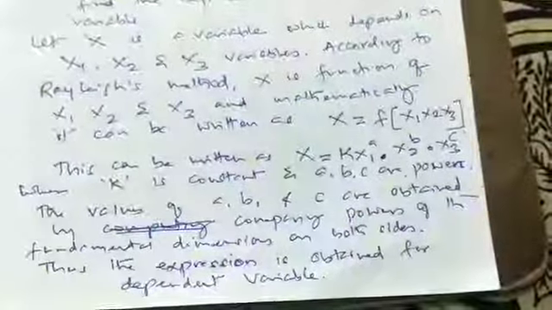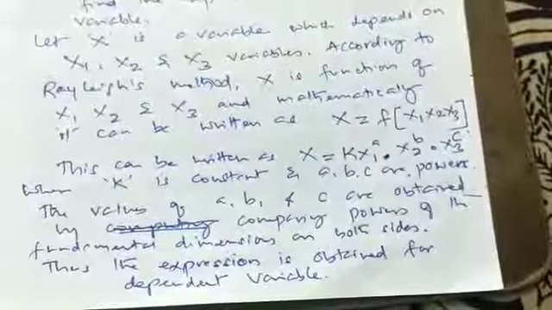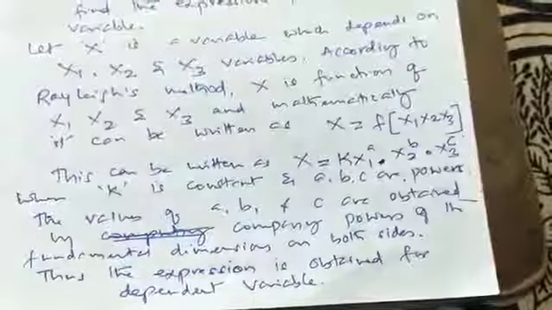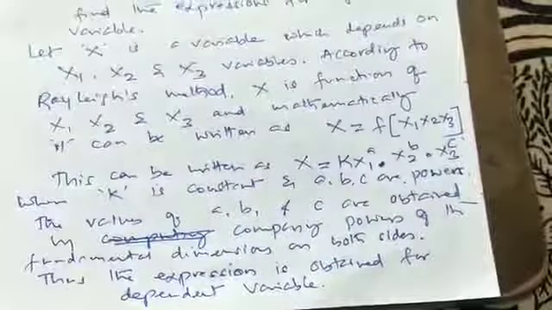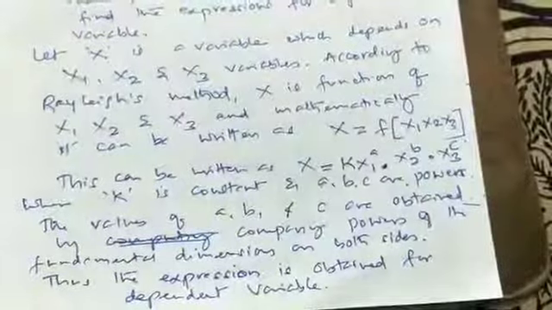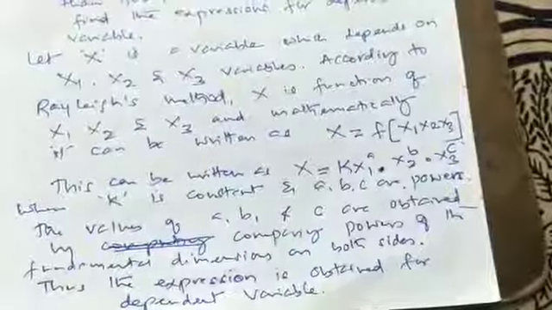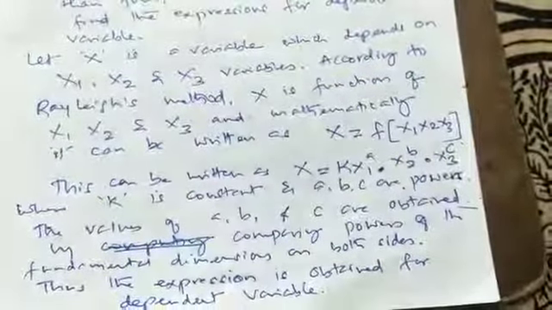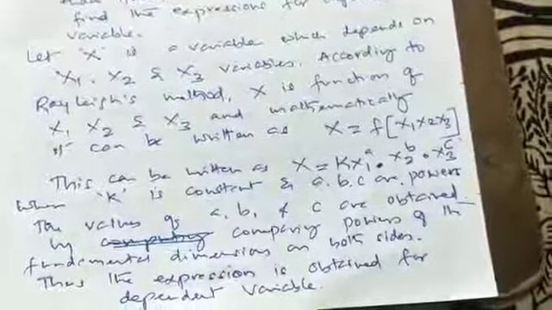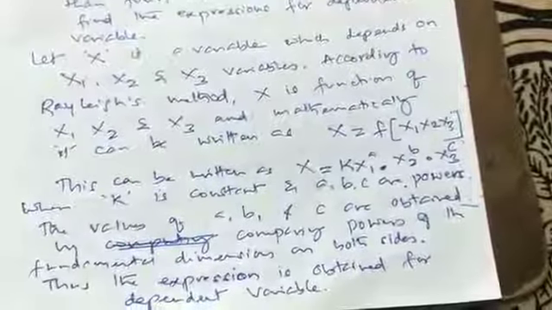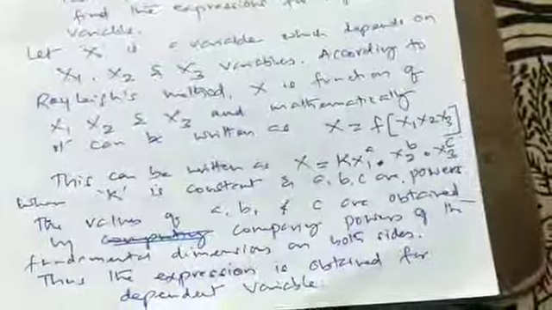The values of a, b, c are obtained by comparing the powers of fundamental dimensions on both sides. So if you compare the fundamental dimensions on both sides, you get a, b and c. Thus the expression is obtained for the dependent variable. Which is the dependent variable? X, which is a function of x1, x2, x3. So this method is called Rayleigh's method.